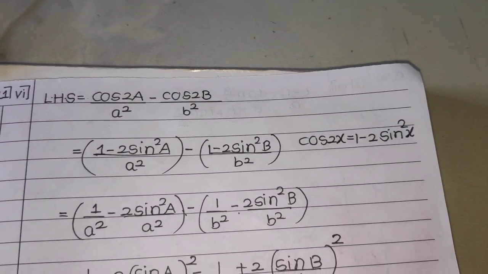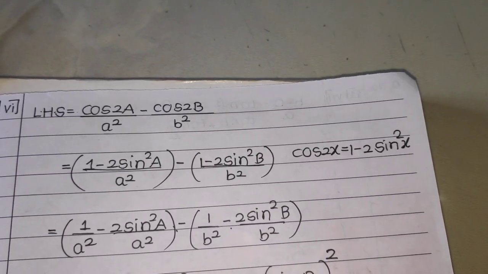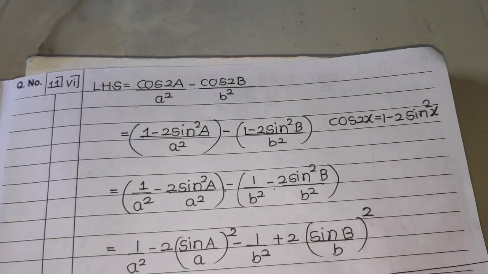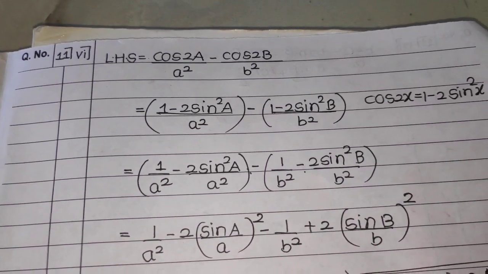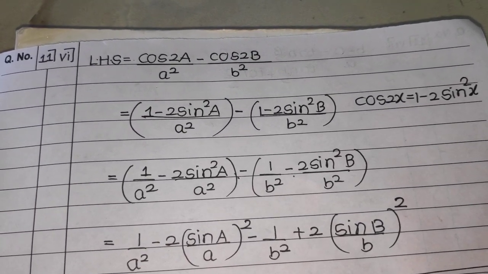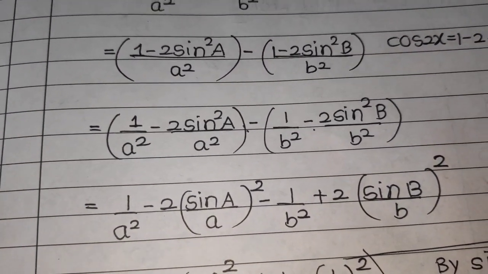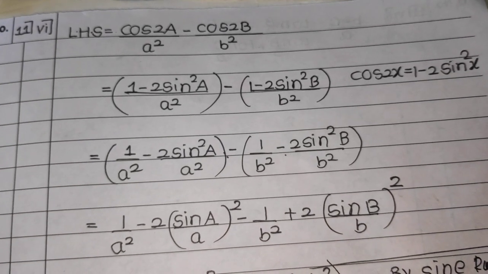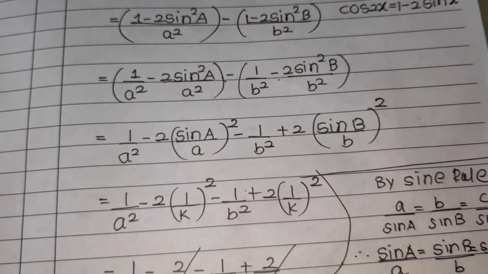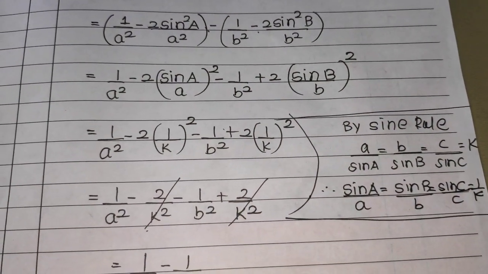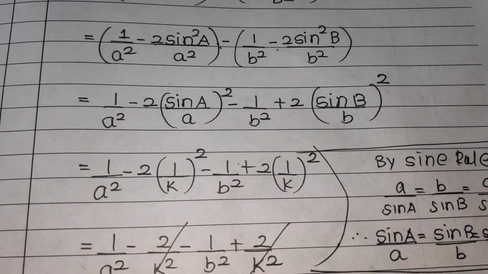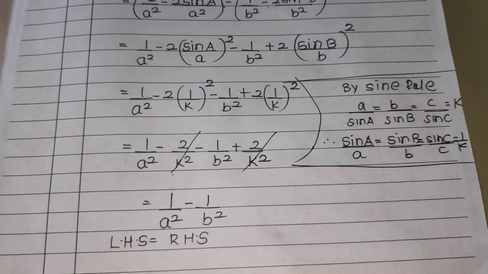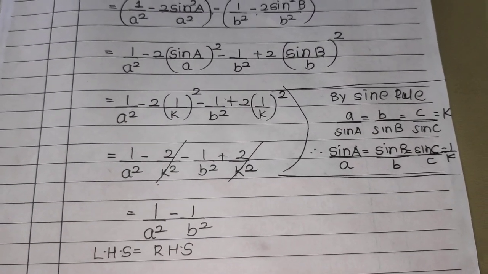First of all, cos 2x has a formula, that is 1 minus 2 sine square x. So apply that. So for cos 2a I substituted 1 minus 2 sine square a, and cos 2b as 1 minus 2 sine square b. I separated, I got 1 upon a square minus 2 sine square a upon a square. In the second bracket, 1 upon b square minus 2 sine square b upon b square. After separation, what is the sine rule, sir? Sin a upon a will be 1 by k, sin b upon b will be 1 by k. That cancellation is done, we are left with 1 upon a square minus 1 upon b square.